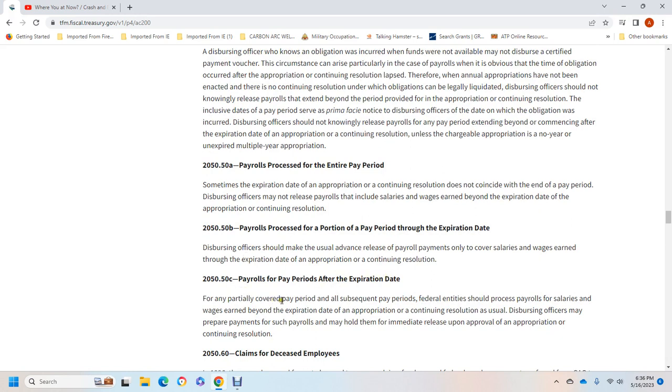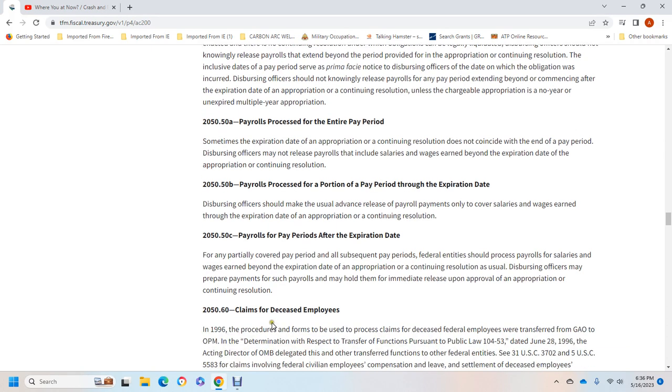For any partially covered pay period, the federal entity should prepare the payrolls for the salary and wages earned before and beyond the expiration date of the continuing resolution, and the disbursing officer may prepare the payments for such payroll. Rules may hold the payments for immediate release upon approval of an appropriation or continuing resolution.